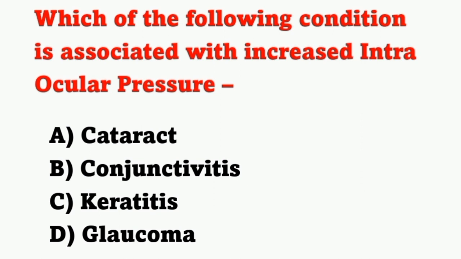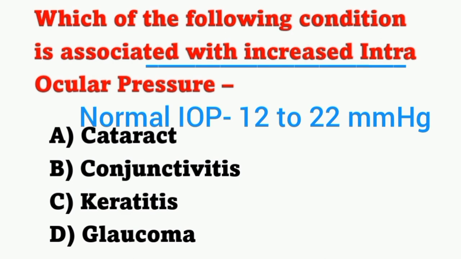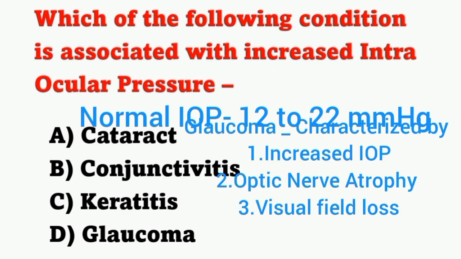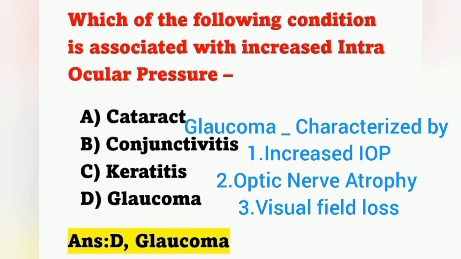First question. Which of the following condition is associated with increased intraocular pressure? Option A, cataract, option B, conjunctivitis, option C, keratitis, option D, glaucoma. The intraocular pressure is associated with the eye. The normal IOP, intraocular pressure, is 12 to 22 mm of Hg. If it is increased, it is mainly associated with glaucoma. Option D is the correct answer.